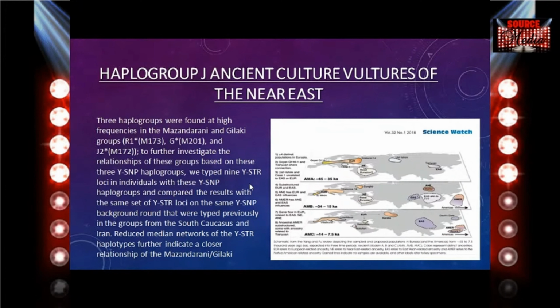And to further investigate the relationship of these groups based on these 3 Y-SNP haplogroups, we typed 9 Y loci in individuals with these Y-SNP haplogroups and compared the results, the same set of loci on the same Y-SNP background that were typed previously in the group from the South Caucasus and Iran. Reduced median networks of Y-SNP haplogroups further indicate a closer relationship between the 2, which is again because we're saying the European thing. But look over here again.